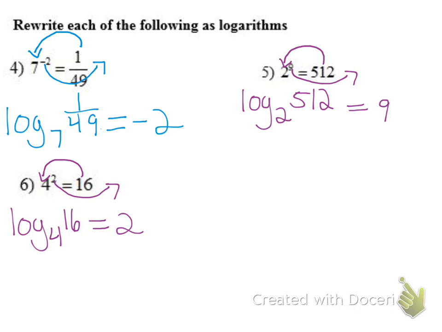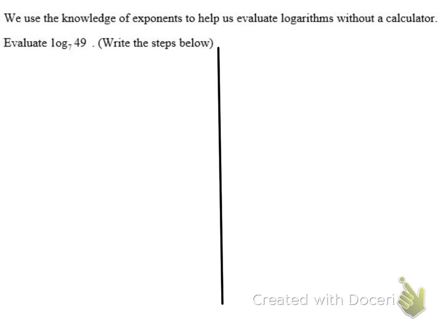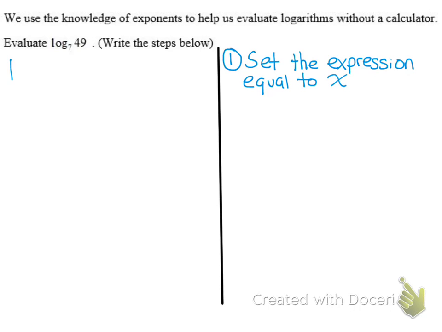So now I'm sure you're wondering, how do I use my calculator for logs? It's really hard, and it's something that we'll talk about later on in the unit, but for right now we're going to practice using our exponent knowledge to evaluate logs without a calculator. So we have a few steps here, and we're going to use the expression log base 7 of 49. Now we don't know what this equals, so in algebra when we don't know something, we set it equal to a variable. So our first step here is going to be to set the expression equal to x. So in this case we have log base 7 of 49 equals x.